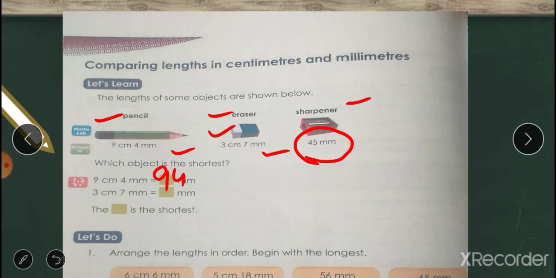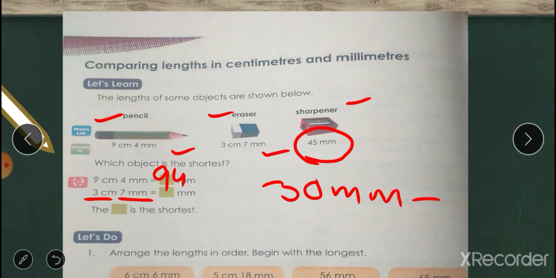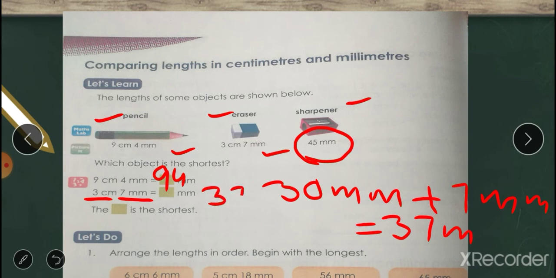We have to convert centimeters into millimeters. So 3 centimeters equals 30 millimeters, and 7 millimeters would be added the same. So 30 millimeters plus 7 millimeters equals 37 millimeters. So the length of the eraser in millimeters is 37 millimeters.